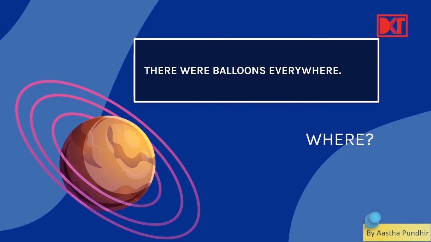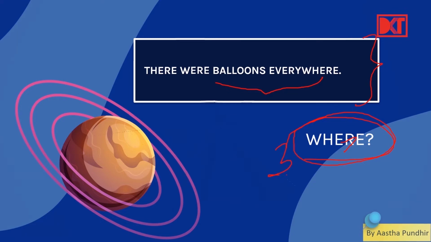And here the sentence is, there were balloons everywhere. Okay? So which question is this sentence answering now? Where? Where were the balloons? Balloons were everywhere. So the first one answered how, the second one answered how often, the third one is answering where.